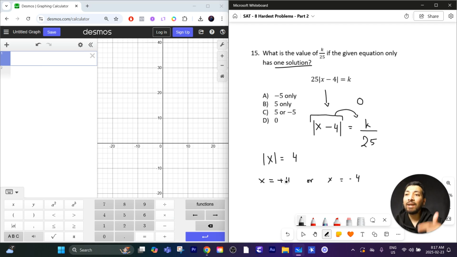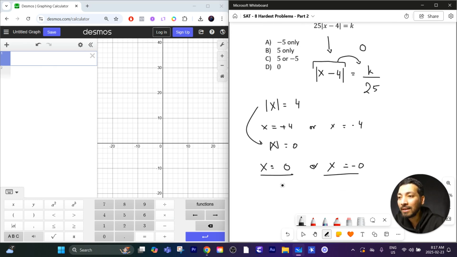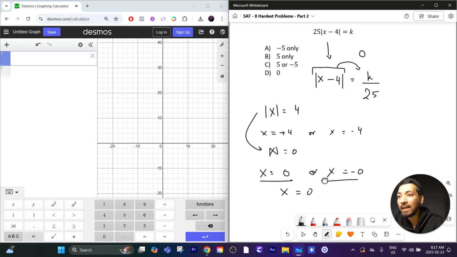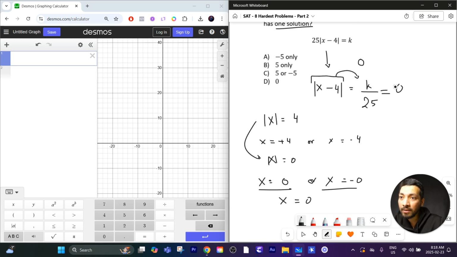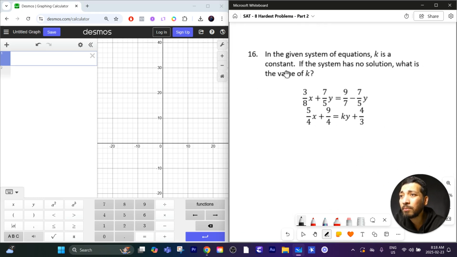The only way I can have only one solution is when absolute value is equal to 0, because absolute value of x equals 0, if you take it positive 0, which is technically not possible, or x equals negative 0, which is also referring to the same thing, that x equals 0. And if I just put that over here, k over 25 is equal to 0. So D is our answer. Perfect. Now, let's move on to the next problem, number 16.